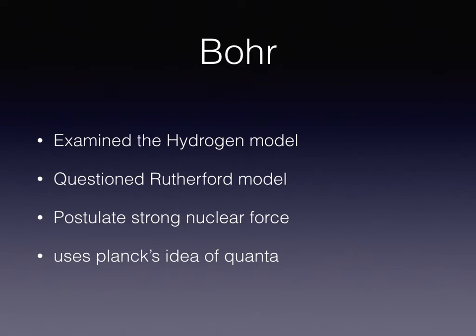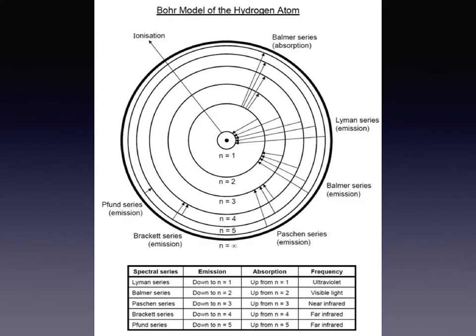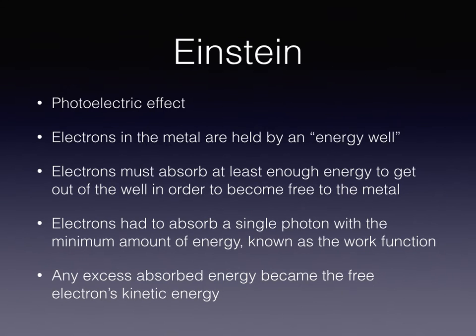Bohr examined the hydrogen model, he questioned Rutherford's model, he postulated a strong nuclear force, and he used Planck's idea of quantum. We've already talked about him before, so he's a review. And again, he looked at the hydrogen atom. Hydrogen is the only one that doesn't have a neutron, so it worked pretty well for a certain point.